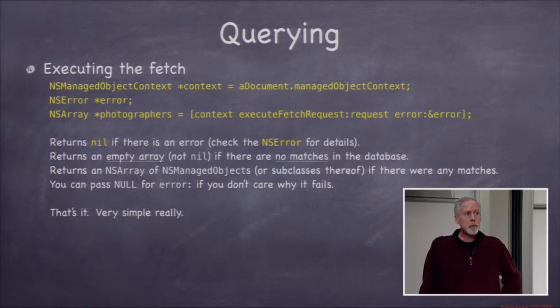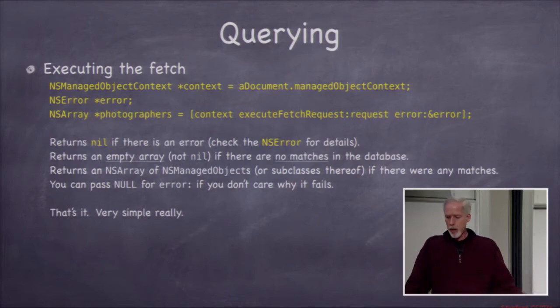If it returns an empty array, that's not nil, that means nothing matches what you're requesting. So no error, it's just that you requested objects and there aren't any that match that predicate. Otherwise, it's going to return an array of NS managed objects, or subclasses thereof: photos, stars, photographer stars, whatever you set as the entity name. That's it. It could not be simpler to query.